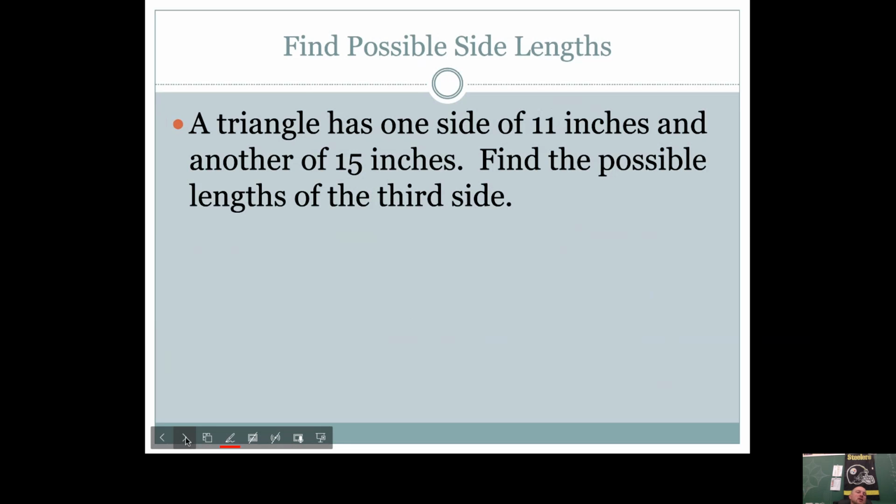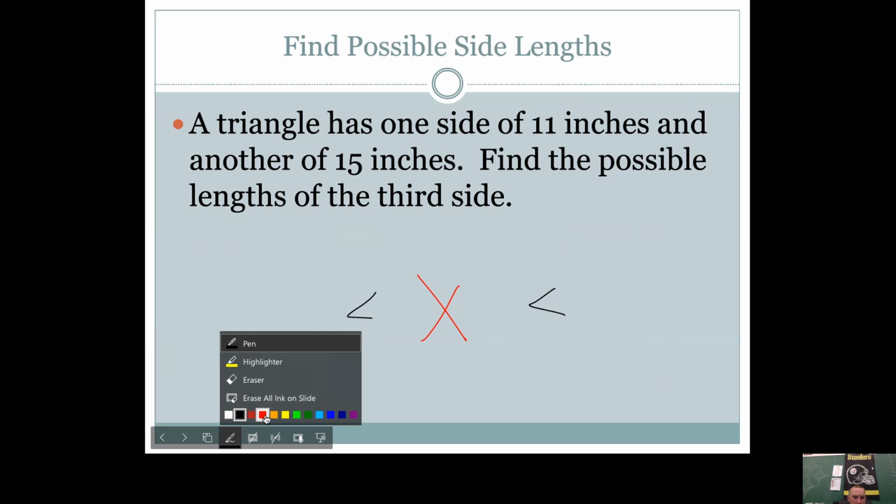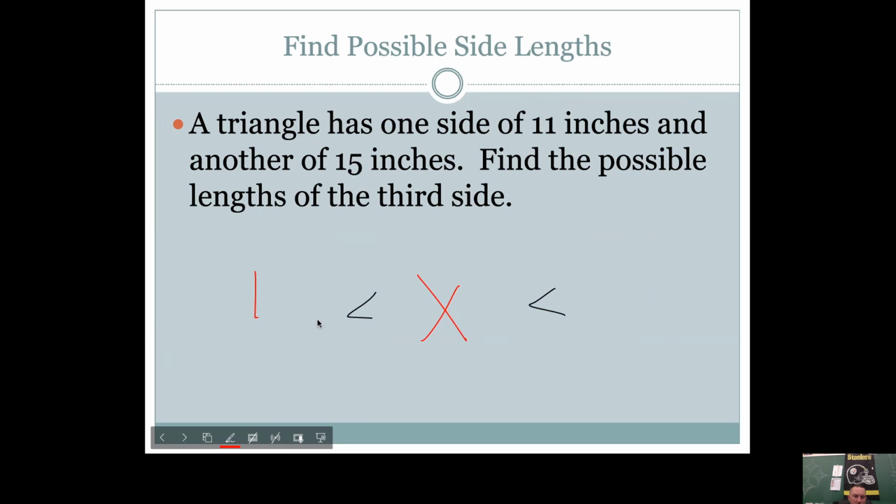So let's find possible side lengths. A triangle has one side of 11 inches and another of 15 inches. Find the lengths of the third side. Well, I know that my third side needs to be bigger than the difference. 15 minus 11 is 4. And my third side needs to be smaller than the sum of the two, 15 plus 11.